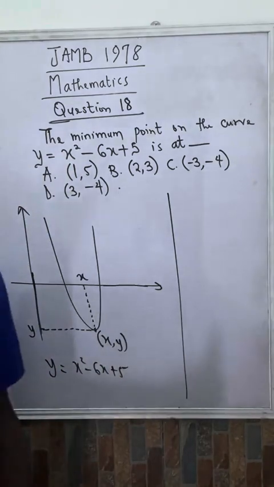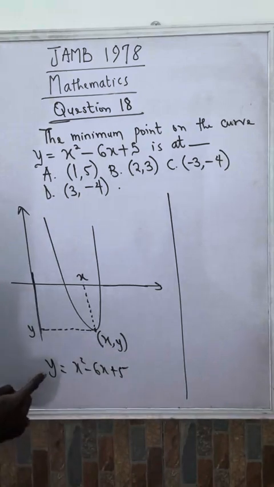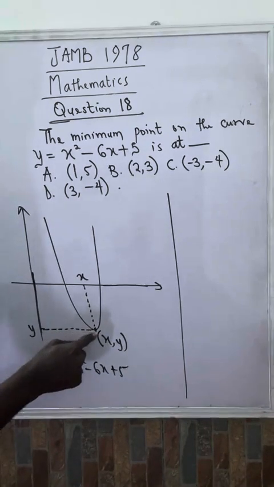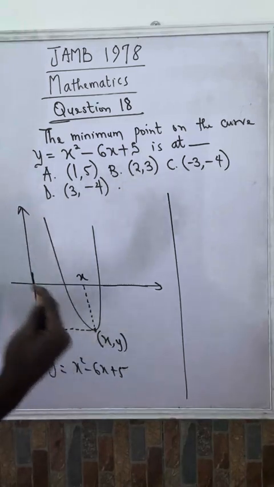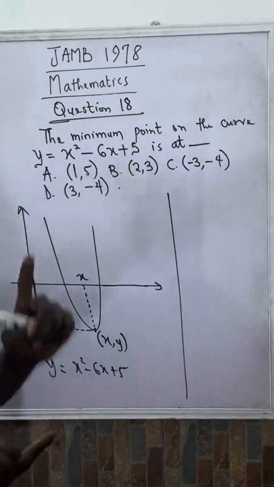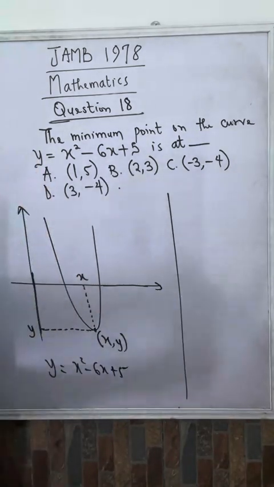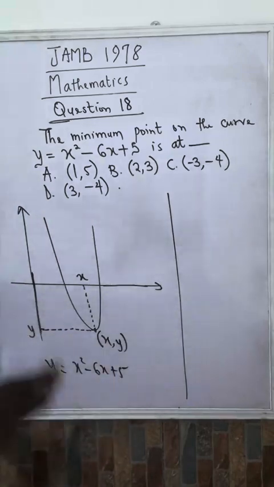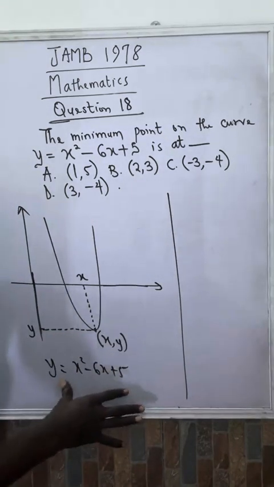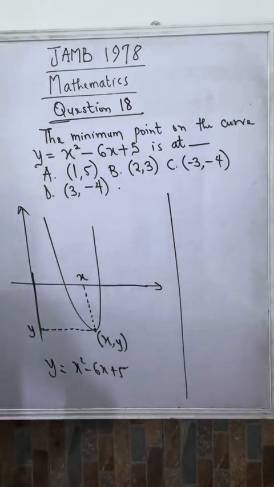If I want to use calculus, I will just differentiate this. I'll find the derivative of y with respect to x. At the minimum point, which is also a turning point, also known as a stationary point. A stationary point can be a minimum point, a maximum point, or a point of inflection. So any turning point is a stationary point. At this turning point, the derivative of the function is always equal to 0.